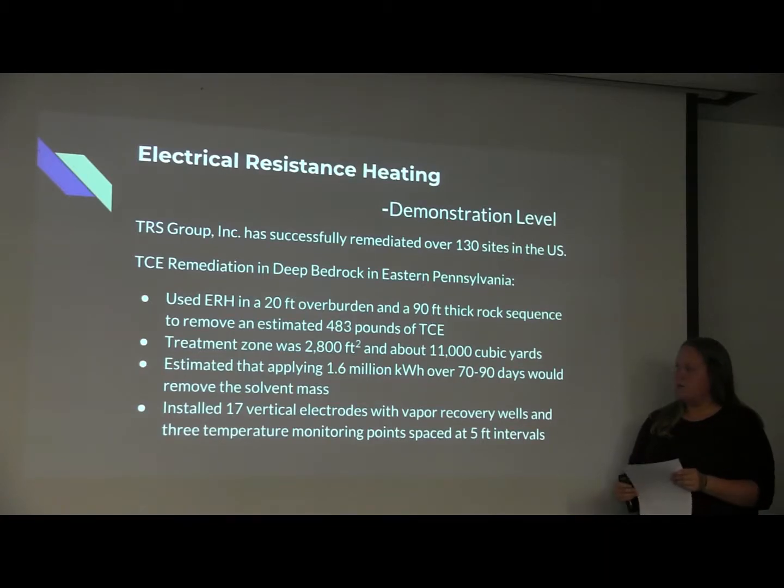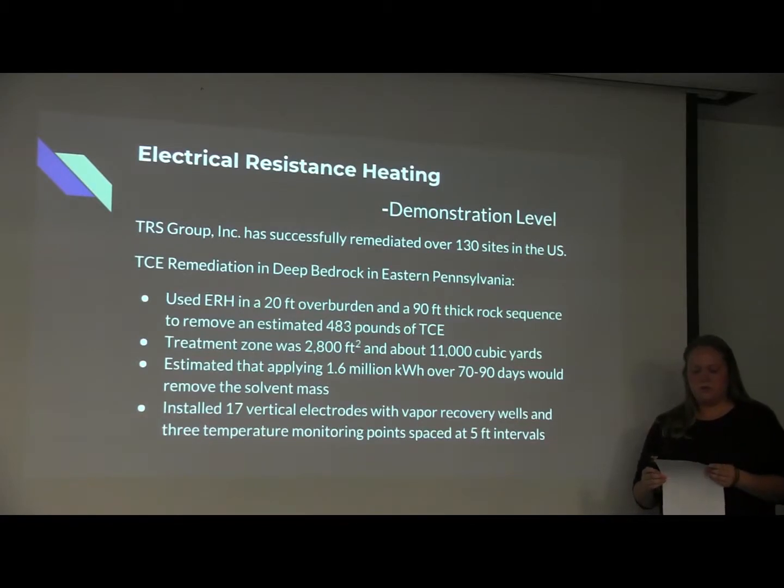They used the ERH for the first time in a very thick rock unit of 90 feet, which was primarily sandstone, siltstone, and some thin seams of coal. The site was an active manufacturing facility that used chlorinated solvents as degreasers in the production process. The focus of the remediation zone was adjacent to the plant building with the goal to remove an estimated 483 pounds of TCE. The highest reported concentration of TCE was 560 milligrams per kilogram near the degreaser.